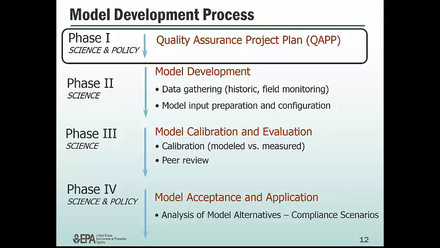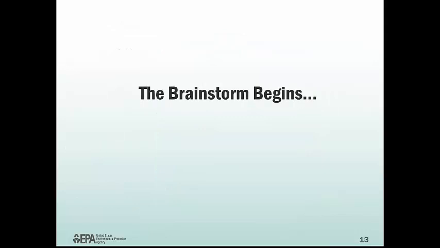Note that Phase 1 and Phase 4 involve both science and policy, but Phases 2 and 3 really are strictly science. And so this brainstorming project team meeting might include some of the following agenda items or pieces of information for discussion.